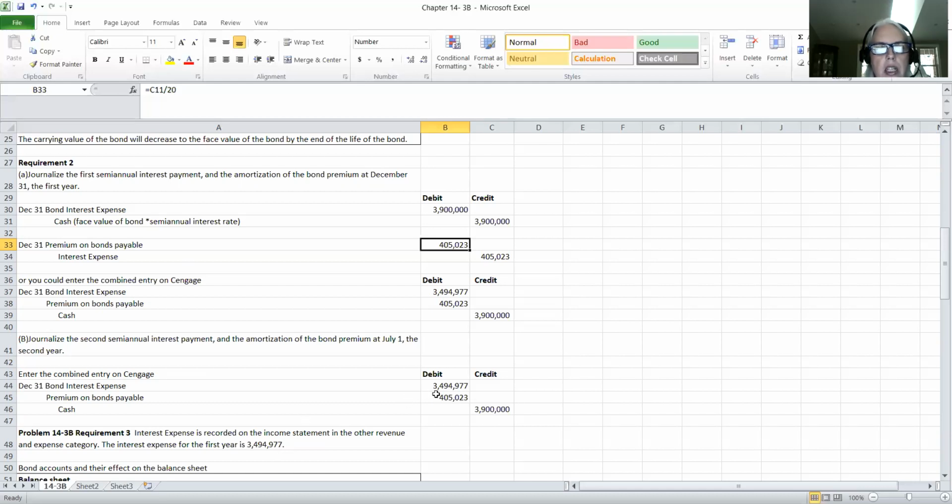But excuse me, we were actually looking at the amount of the bond interest expense. And again, that's the bond interest expense that was debited less the bond interest expense that was credited for the two of these when we made them as separate entries. The difference between these two is the bond interest expense. That's the debit. The premium on the bonds payable is $405,023. We just put that in that box. And when you add your debits together, your total credits is for the amount of the cash that you paid out, which was just for the interest payment, which was $3,900,000.